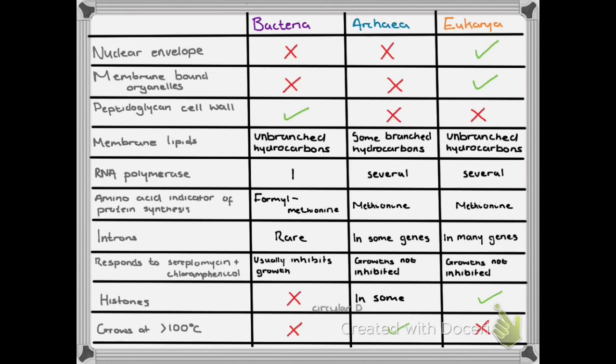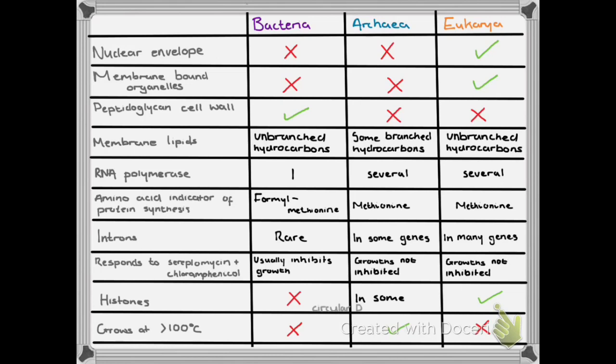Regarding the RNA polymerases that are in these organisms, your bacteria only have one type of RNA polymerase, while your archaea and your eukarya can have several types. This similarity between archaea and eukarya is also seen in the amino acid indicator of protein synthesis. So in your archaea and your eukarya, they both use methionine, whereas in bacteria they use formylmethionine as the indicator amino acid.